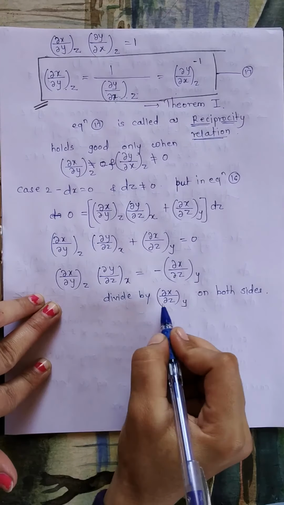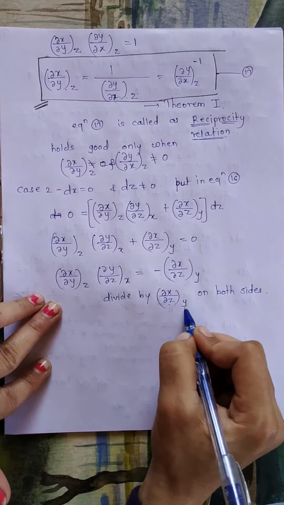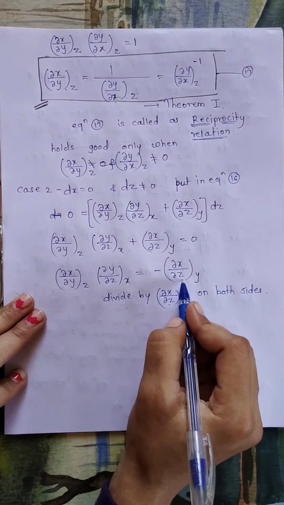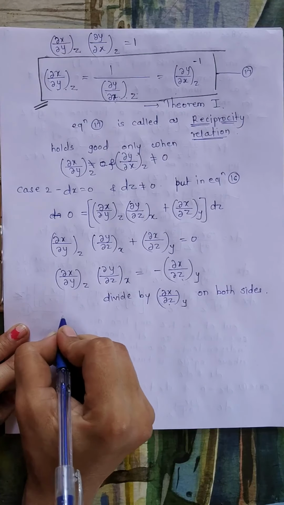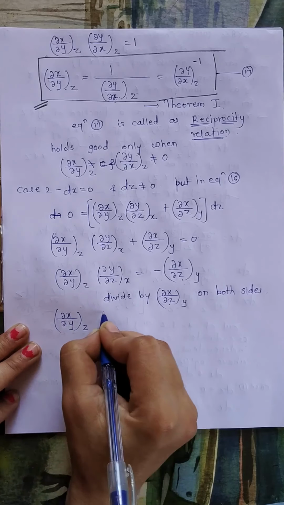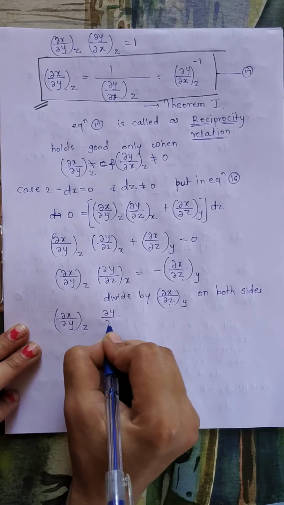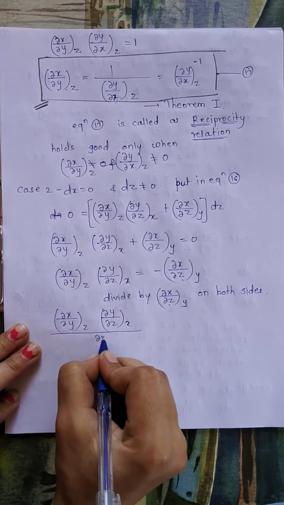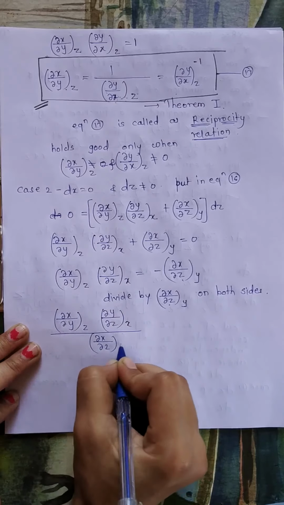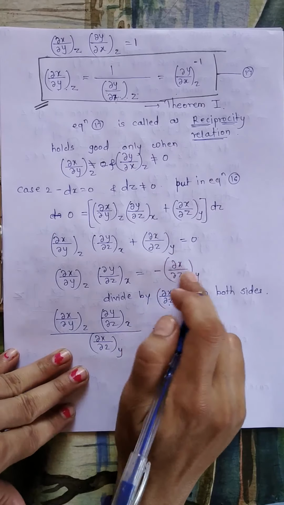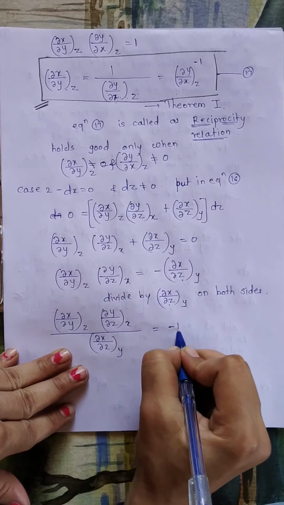Now if we divide by ∂x/∂z at constant y on both sides, what will we get? Here this term will get cancelled, and what we will get is (∂x/∂y at constant z) times (∂y/∂z at constant x) divided by (∂x/∂z at constant y), and this will be equal to this term divided by this, which gives minus 1.